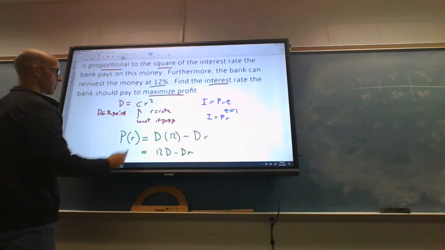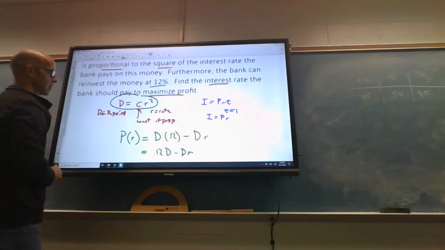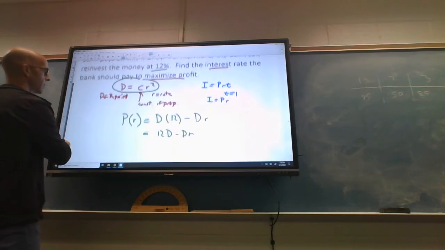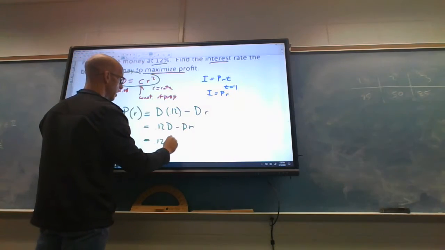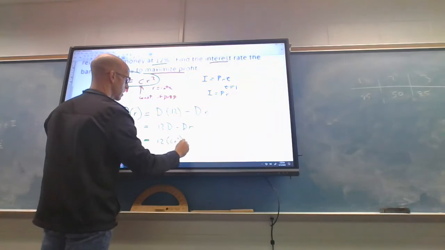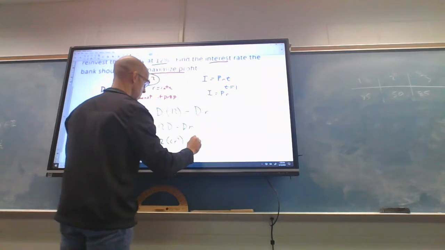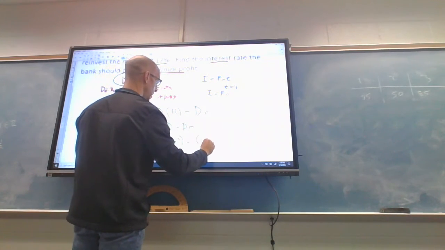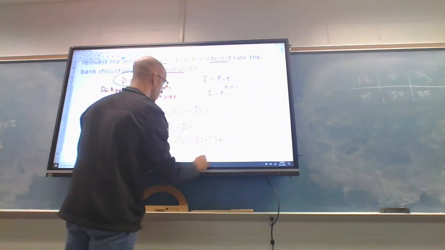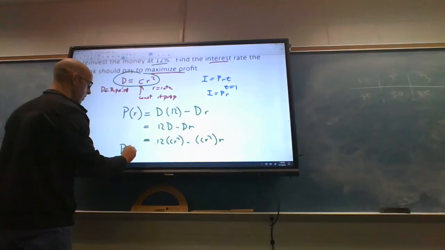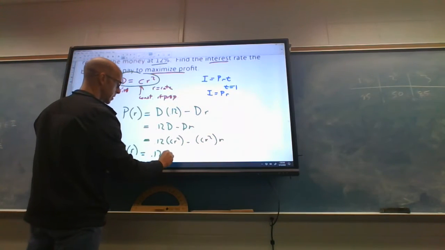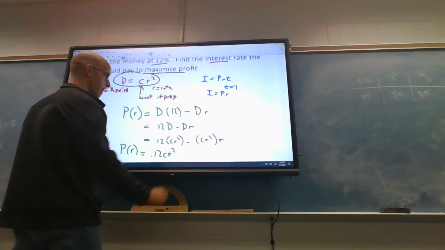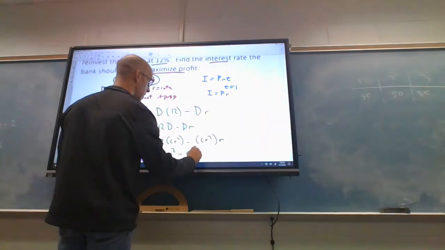Well, how can we figure out what to put in for D? So this is going to be 0.12 times CR squared minus CR squared times R. And so P of R is going to be 0.12 CR squared minus CR to the third.